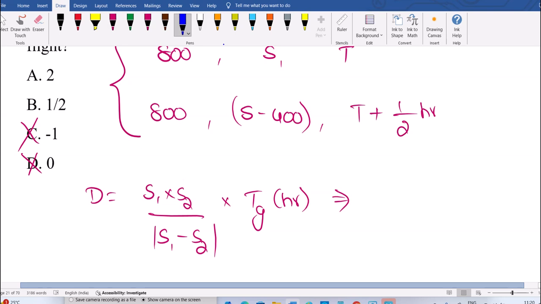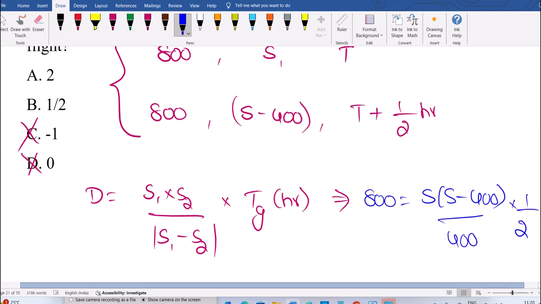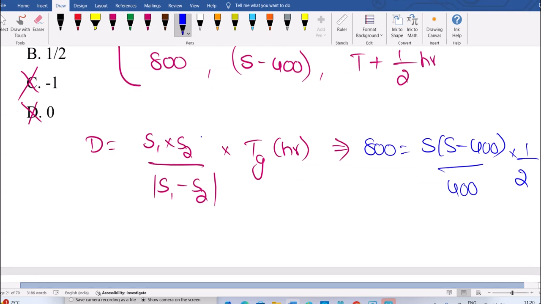Distance is 800. The speeds are S and S minus 400. Here the difference between speeds is 400, and the time gained is 4. So you calculate the S value, then you can calculate the T value easily. The product of two numbers should be equal to 800 into 800, with a difference of 400 required.